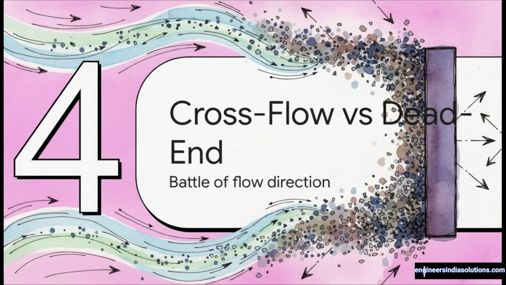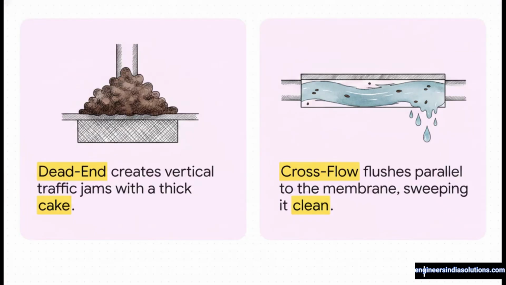Let's move to Section 4, crossflow versus dead end, the battle of flow direction. When we're dealing with delicate membrane filtration, the ultimate enemy is fouling. That's when the membrane gets permanently clogged up. So let's compare two different approaches to handle this.